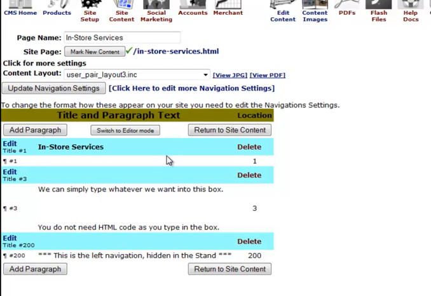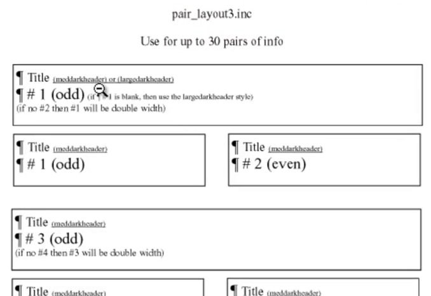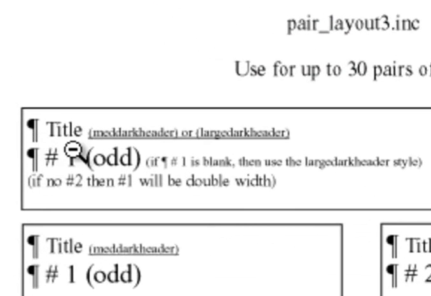Now I'd like to explain so far what we're seeing by bringing the directions screen back up again, which is the user pair layout 3 directions. From this, we can see that it says title number 1, and in parentheses it says medium dark header or large dark header. And then it says paragraph number 1, odd. If paragraph number 1 is blank, then use a large dark header style. If no paragraph number 2, then number 1 will be double width. Well, I haven't mentioned the double width yet, so let me skip that. But let's get back to this. If paragraph number 1 is blank, then use the large dark header style.